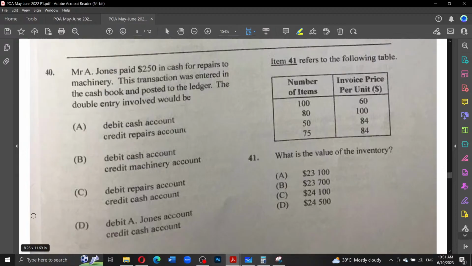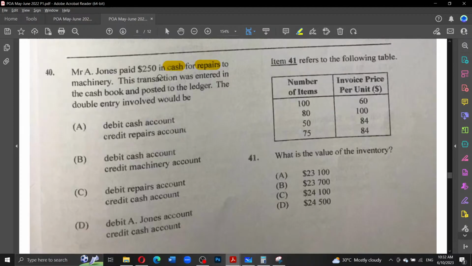Mistress A. Jones paid $250 in cash for repairs to machinery. So please note here, this here is repairs. This here is not machinery. And he paid in cash. These are the two accounts affected. This transaction was entered in the cash book and posted to the ledger.